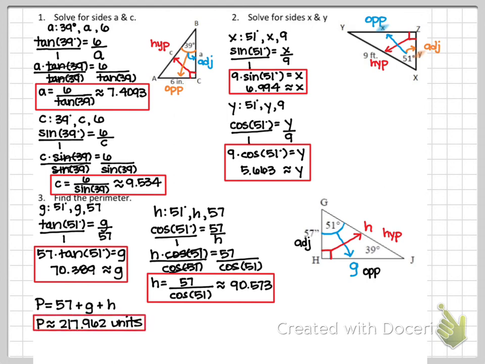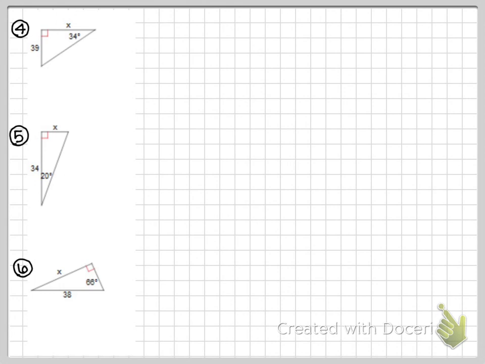Now on the next slide, we have some more practice problems. So my recommendation to you is to attempt question number 4, come back and check your answer. So pause the video, then pause it again, do 5, come back and check your answer. And then lastly, do the same thing with 6.